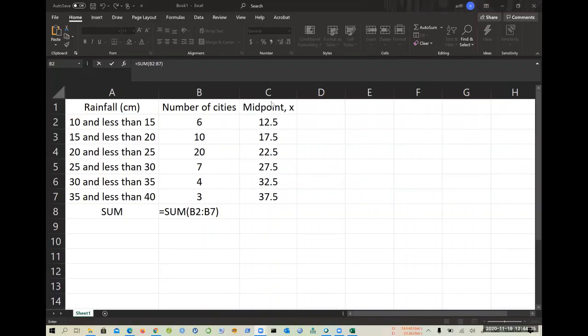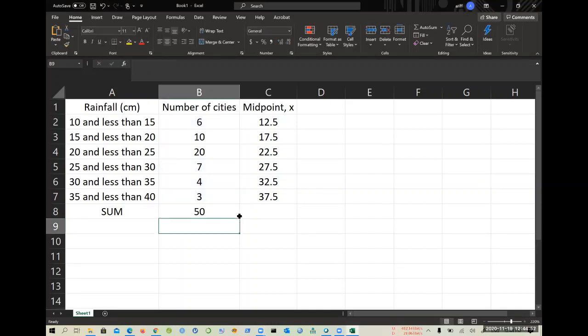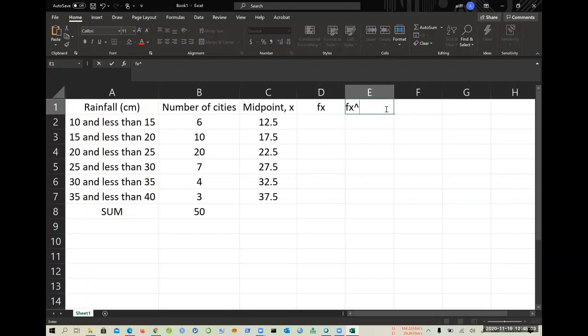So the first thing that you need to find is the midpoint. You find the midpoint by taking the lower and the upper values, and then you sum these two values and divide by 2, so you get the midpoint over here, and then you get the sum over here. So this is the sum. The next thing that you need to do is to find the fx, and then finding the fx square. So you need to find the sum of fx and also the fx square.